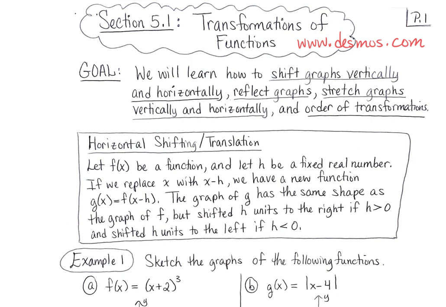So let's read that again. That new function is f of x minus h. The graph of g has the same shape as the graph of f, but is shifted h units to the right if h is greater than 0, and is shifted what? h units to the left if h is less than 0. Good, if h is less than 0 or negative, right? So what does that mean? If h is negative, it's really going to be like x plus h.